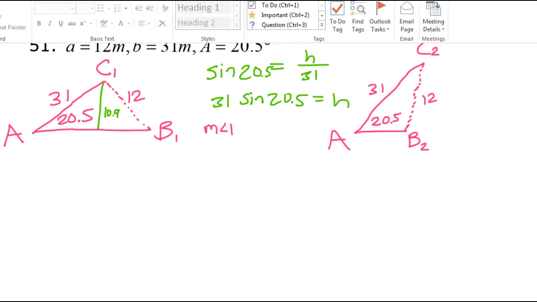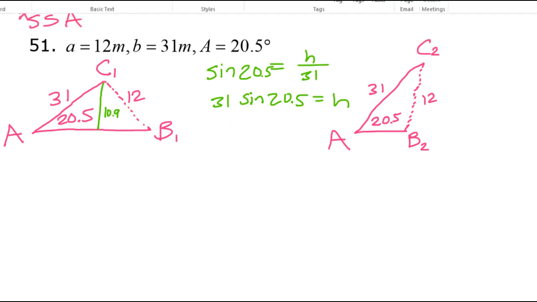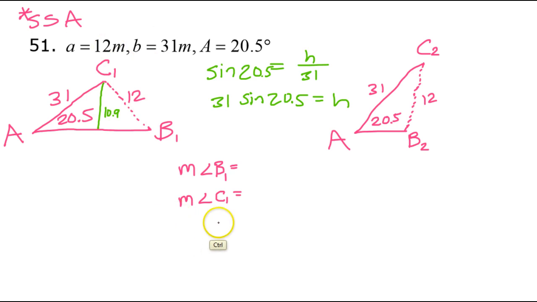You know what, I better move this down a little bit. We need to find the measure of angle B, or rather, B1. We need to find the measure of angle C1. And we need to find the length of side C1. This would be side C1, and this would be side C2.